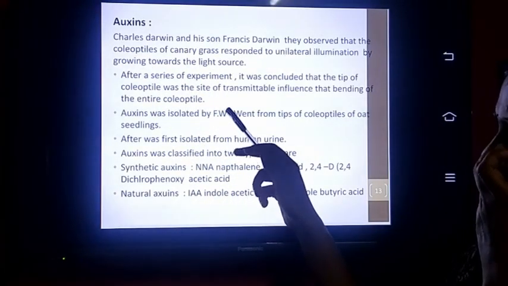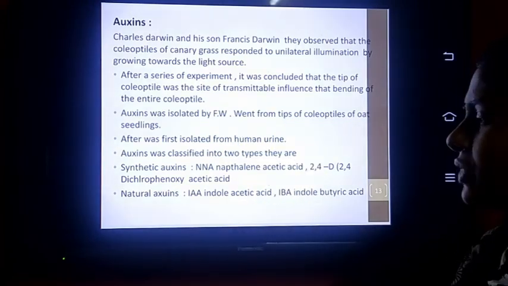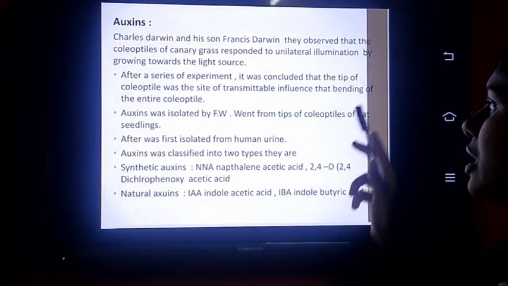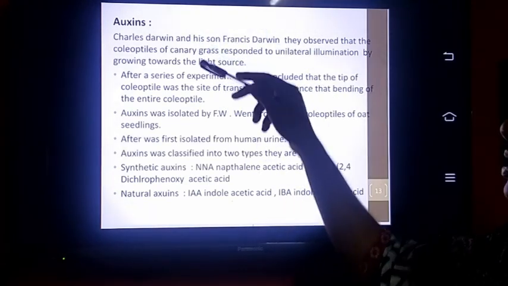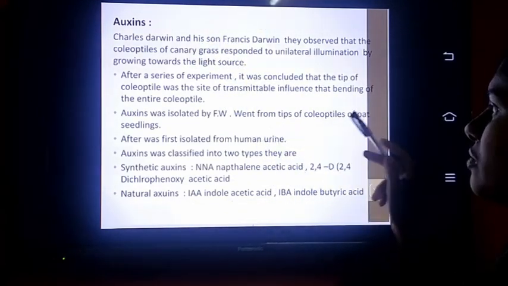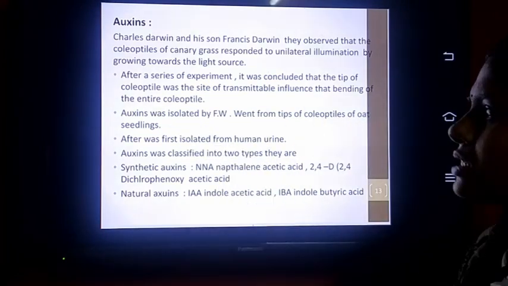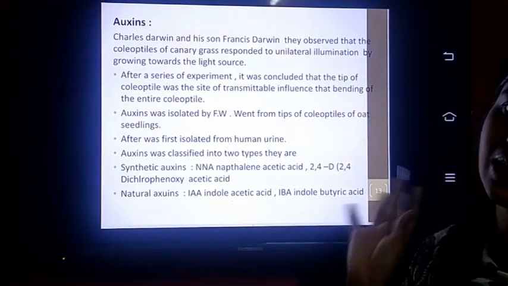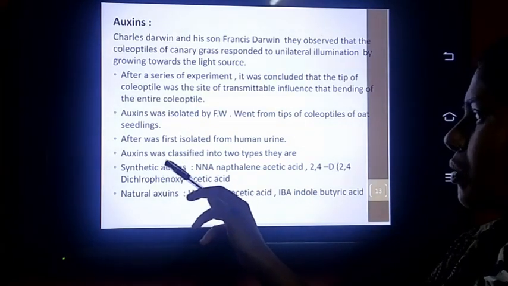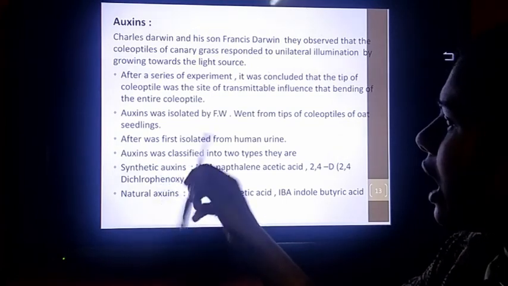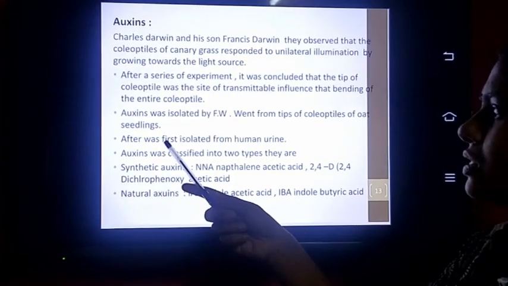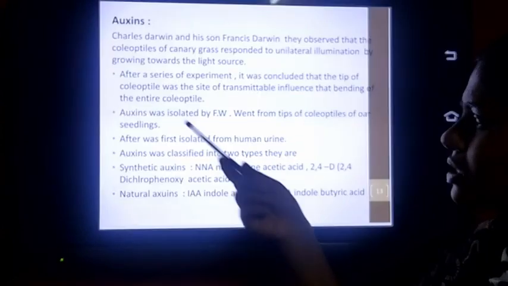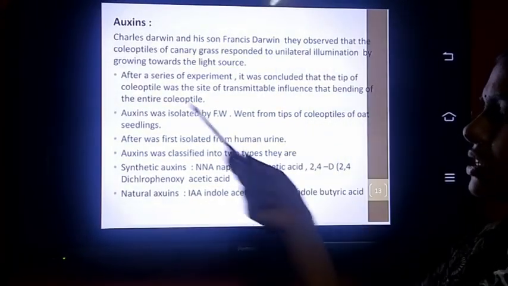Auxin was isolated by another scientist, F.W. Went, using a different plantlet, the coleoptile of oat seedlings. Darwin used canary grass, but Went used oat seedlings, for the discovery of auxin. Later, auxin was first isolated from human urine. First it was discovered in plantlets.